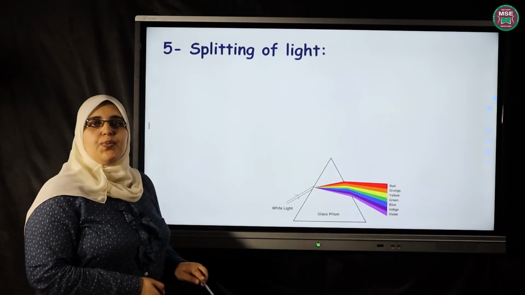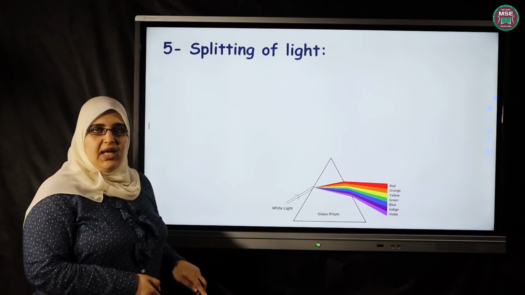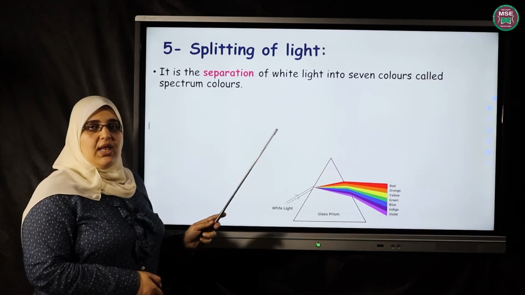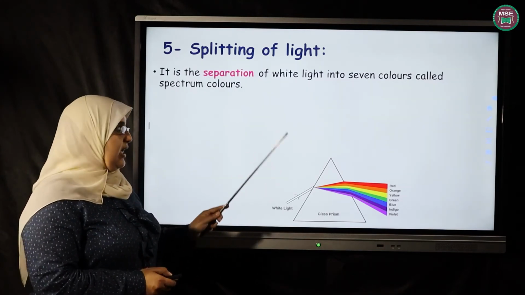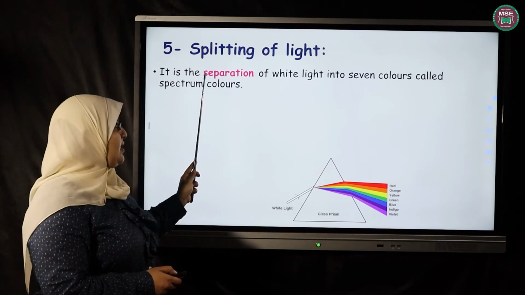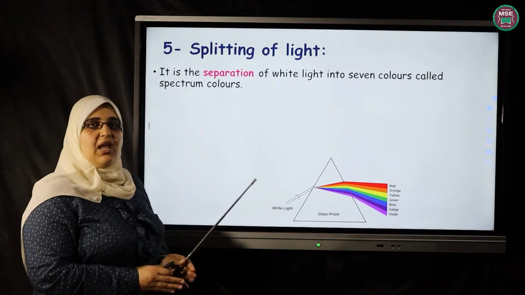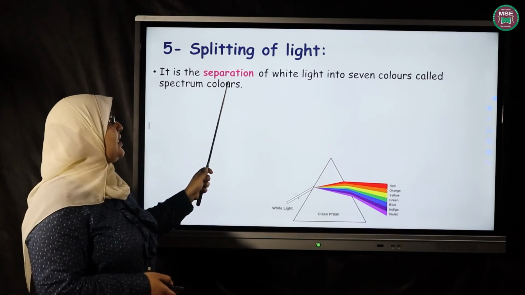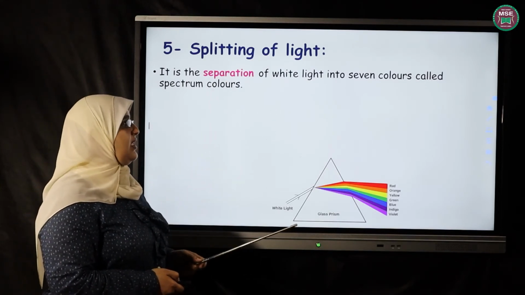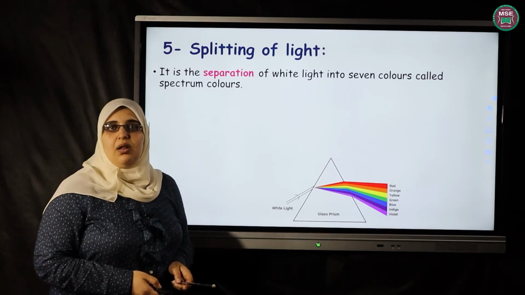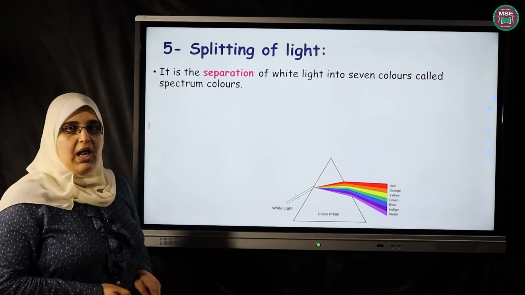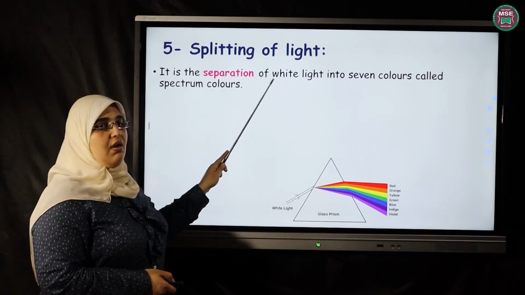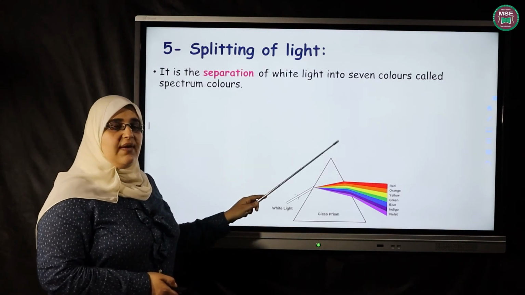Let's talk about the last property of the light, the splitting of the light. What is the meaning of splitting? Splitting means separation. The splitting of the light is the separation of the light, and the light can be separated into different colors. It is the separation of the white light into 7 colors. These 7 colors, we call them 7 spectrum colors.